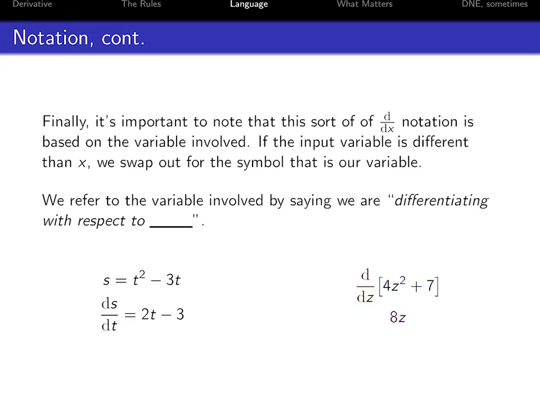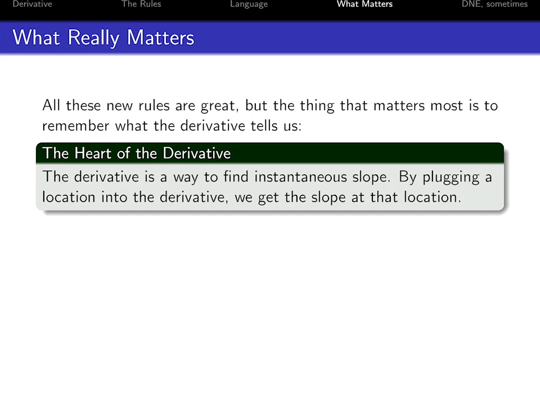Great. All these new rules are wonderful, but the thing that really matters is what a derivative is about. And here's the heart of the derivative. This is the thing I want you to take away from this course most of all: the derivative is a way to find instantaneous slope. By plugging a location into the derivative, we get the slope at that location. That's what the derivative is about.